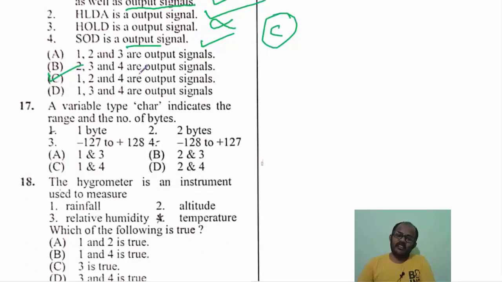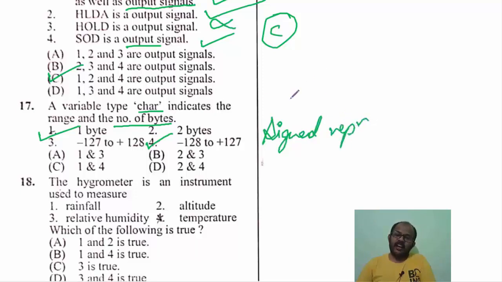17th question they have given is, a variable type character indicates the range and number of bits. We know that character takes 1 byte of memory, integer takes 2 bytes of memory, floating numbers take 4 bytes of memory. So the range will be from -128 to +127, which includes 0 also. So it is going to take both positive numbers as well as negative numbers. It is nothing but signed representation.